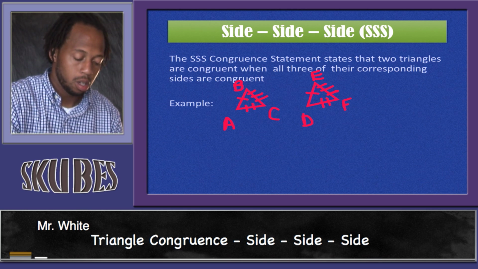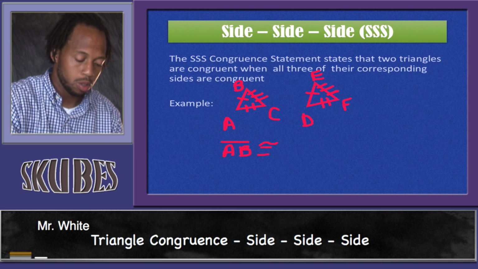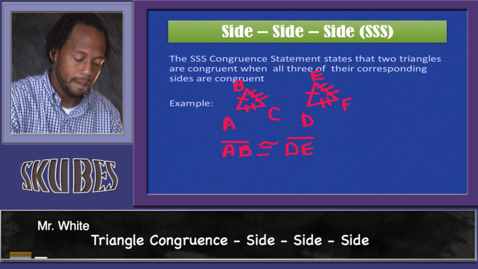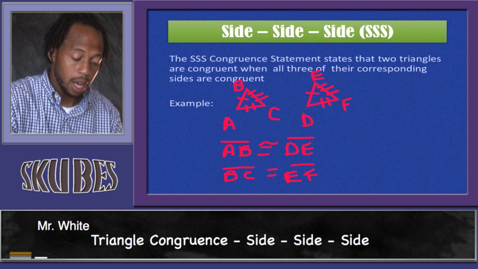So side AB is congruent to side DE, side BC is congruent to side EF, and side AC is congruent to side DF.